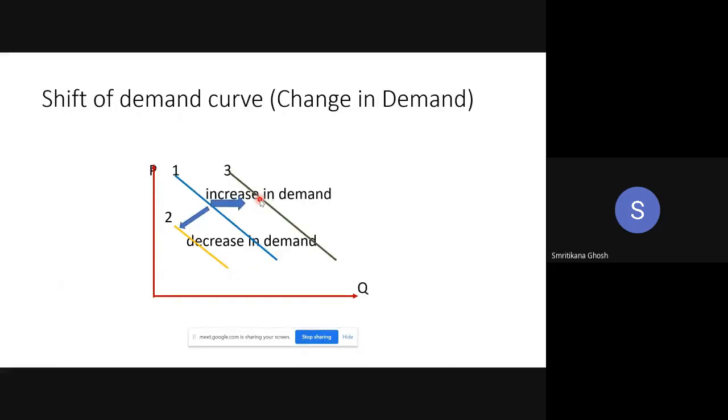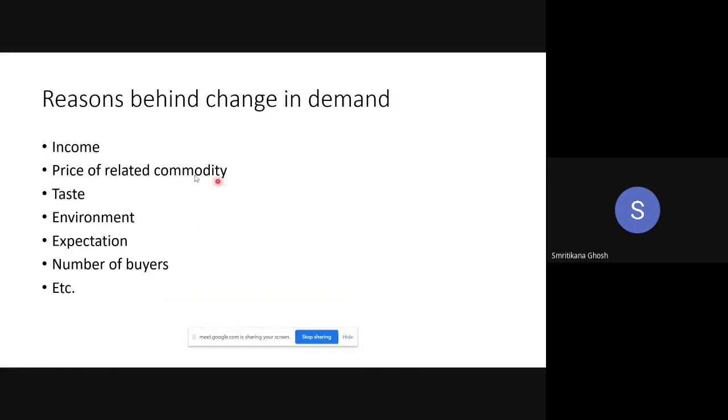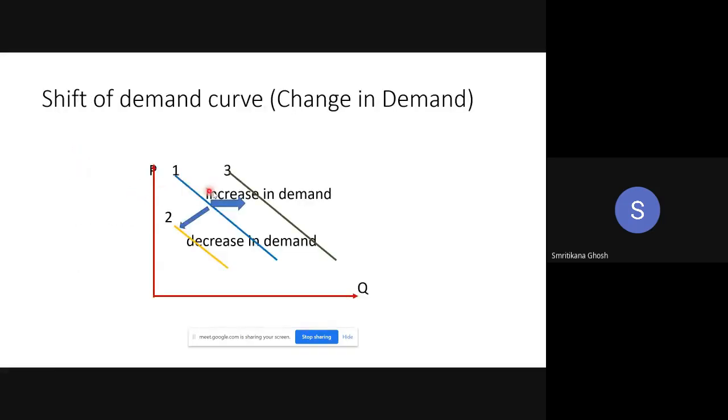Now look, if there will be an increase in my income. Before that, what are the factors behind the change in demand? Look, if my income is changing, my demand will change, right? For example, my income has increased. Then given the price, I can demand more. So in that case, my demand curve can shift from 1 to 3, right? So this is called increase in demand. If there is a fall in income, then my demand curve may shift from 1 to 2. This is called decrease in demand.